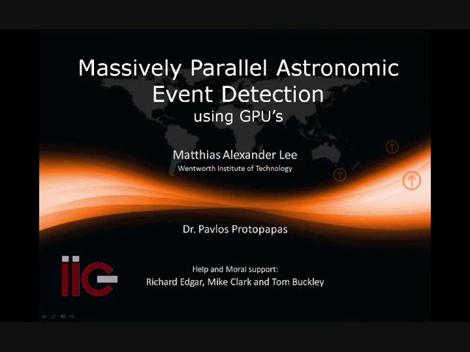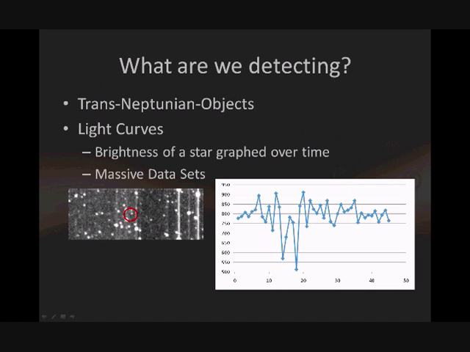Hello, my name is Matthias Lee, and my project is about massively parallel astronomic event detection using GPUs. I work together with +++ of the IAC. We're trying to detect transneptunian objects by monitoring background light of stars, and every time one of these objects comes between a star and the Earth, there's a drop in light coming from the star, and from the signature we can read out multiple different parameters, such as its size, its speed, and its distance from Earth.